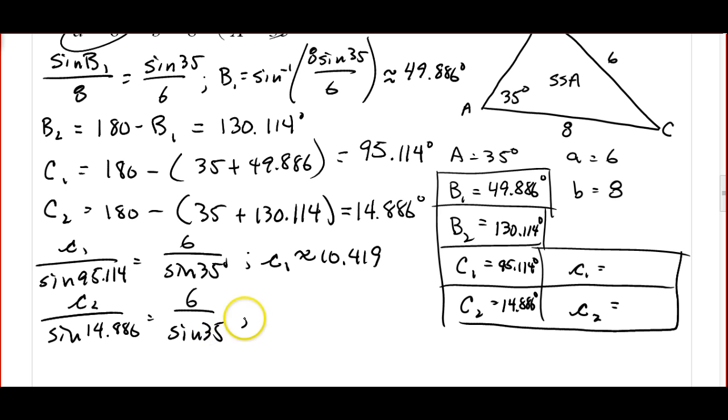The information we're given is the same in both triangles again. So C2 is approximately 2.687. So I've got 2.687 here and 10.419 here. So here's our two-triangle case. I'm going to stop the video here. Go ahead and move on to the next video to look at the last two examples, and make sure you ask me any questions.